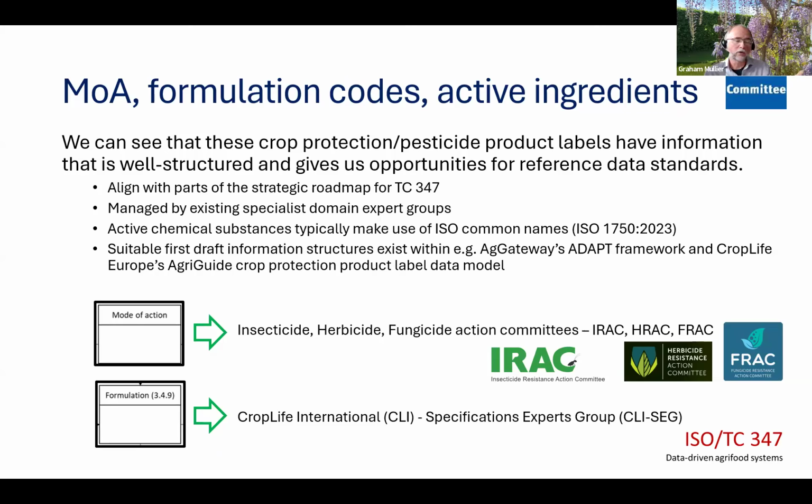And we've already got information structures that we could make use of for building a data structure for these two things. We could look at Ag Gateway's ADAPT framework. I'm familiar with the CropLife Europe AgriGuide label data model that contains both these things. So we've got good places to look for a draft. We've got well-managed information coming from these expert groups, and there's a good need to digitize these, capture them, and make them available for farmers and growers. I'll wrap up this piece here, and I'll hand over now to Stuart.